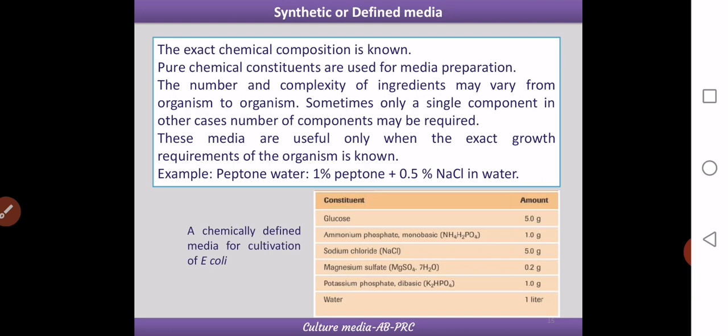So the exact components are known. All the composition and all the sources are known for a defined medium, right? So this is the second criterion used for classification. That means simple media, complex media, and defined media or synthetic media, right? Hope it's clear.